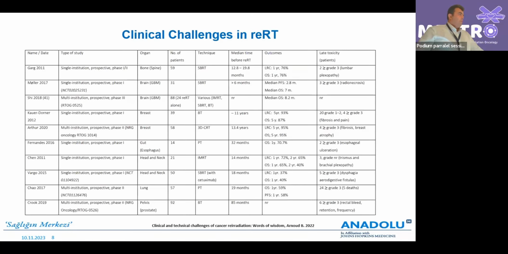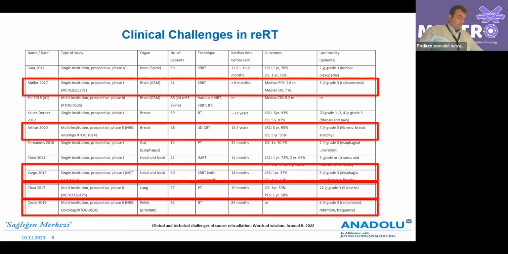So look at these studies. These are re-irradiation studies about brain, breast, head and neck, and lung cases. If you look at the toxicities, sometimes there are 3 patients, in the breast case 4 patients, and in the lung case down here, there are 24 patients affected by grade 3 toxicities. So if you are doing a re-irradiation, you should take toxicities into account, which means that you should be careful about giving your dose to the proper area.